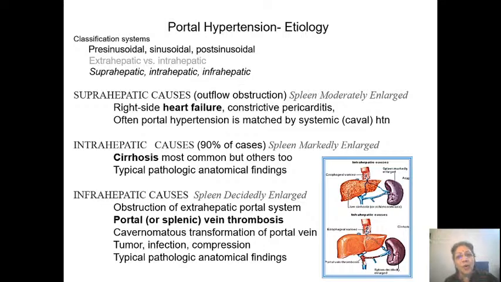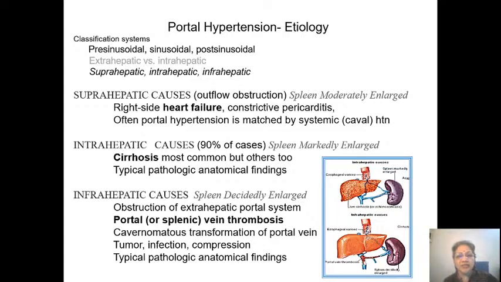How we classify the causes of portal hypertension is we can call it, because we remember sinusoids, that's why I mentioned that and reminded you, a pre-sinusoidal problem, a sinusoidal problem, or a post-sinusoidal problem. It can be extrahepatic cause or intrahepatic cause. This is one way to divide. But what we usually do, and which is easier to remember and understand, is suprahepatic, intrahepatic, and infrahepatic. Suprahepatic means the blood is not able to flow out. There's an outflow obstruction. This may happen because of a right-sided heart failure, commonly, a constrictive pericarditis.